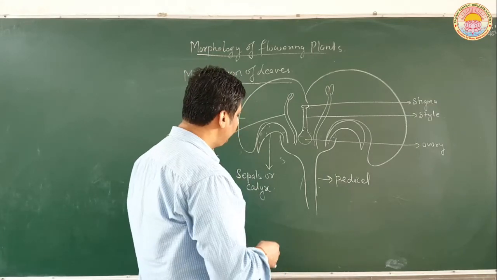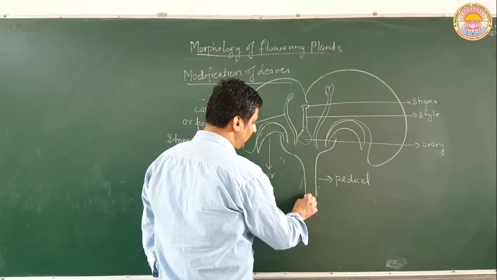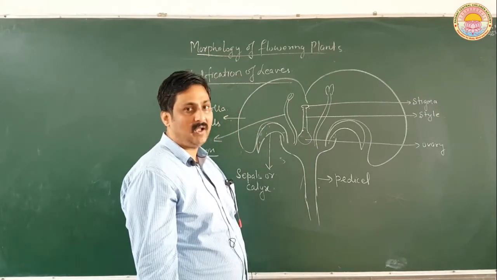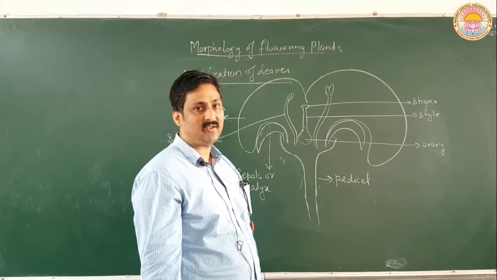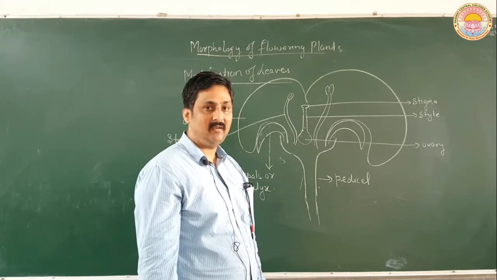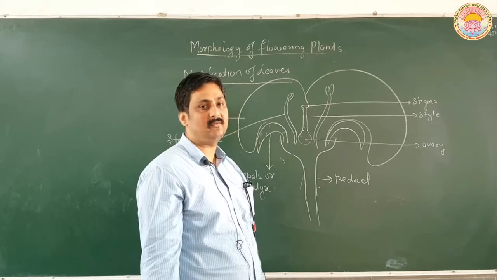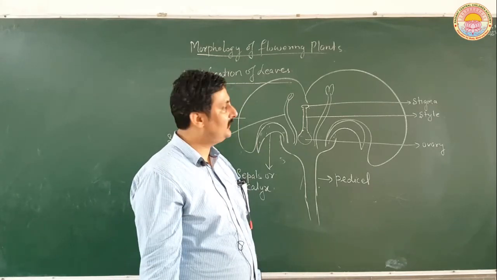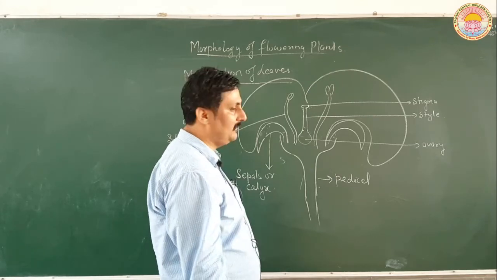You see the pedicel at its lower part may contain a leaf-like structure, and if it contains a leaf-like structure it is called bracteate. If that structure is not present it is called ebracteate. So this is all about the flower.